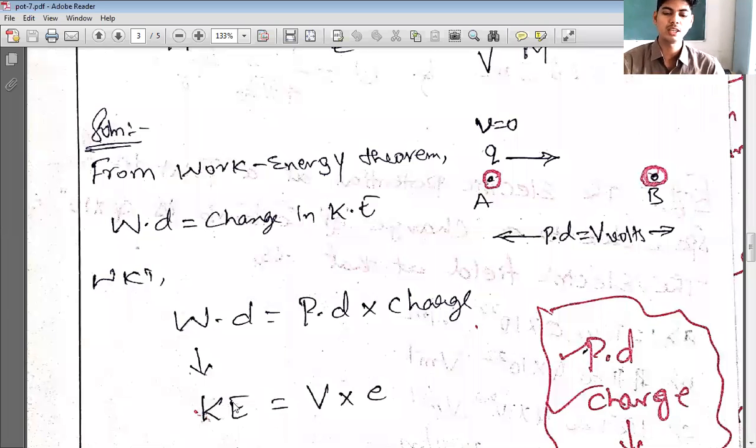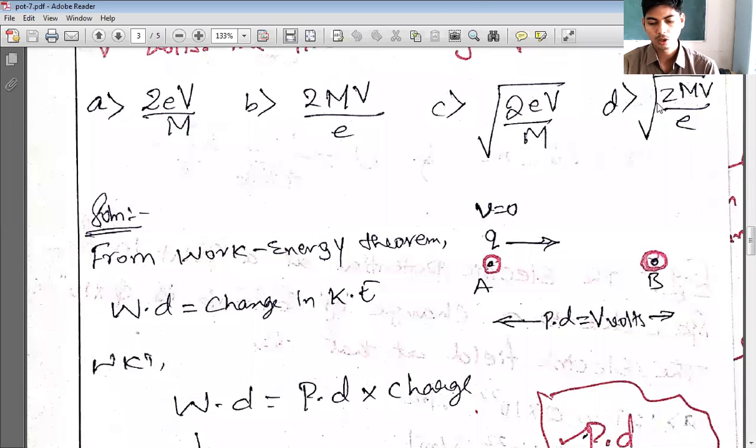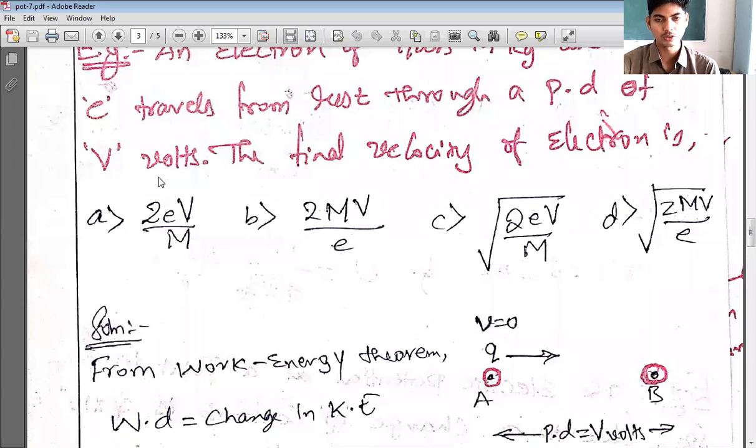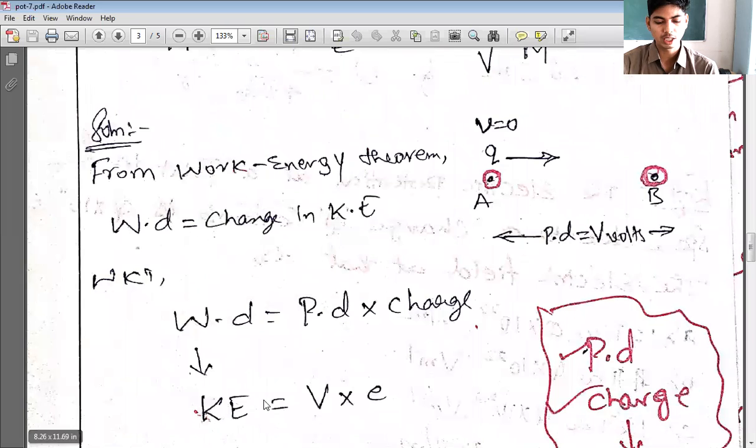Work done is the change in kinetic energy. You must calculate what that work done is. Work done will be potential difference into charge. Potential difference is V volts, charge on electron is E. So change in kinetic energy will be E into V or V into E, whatever.